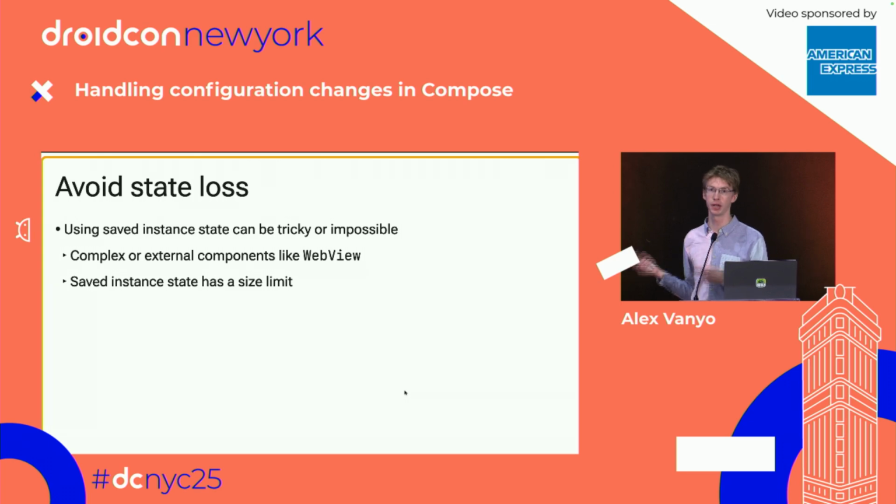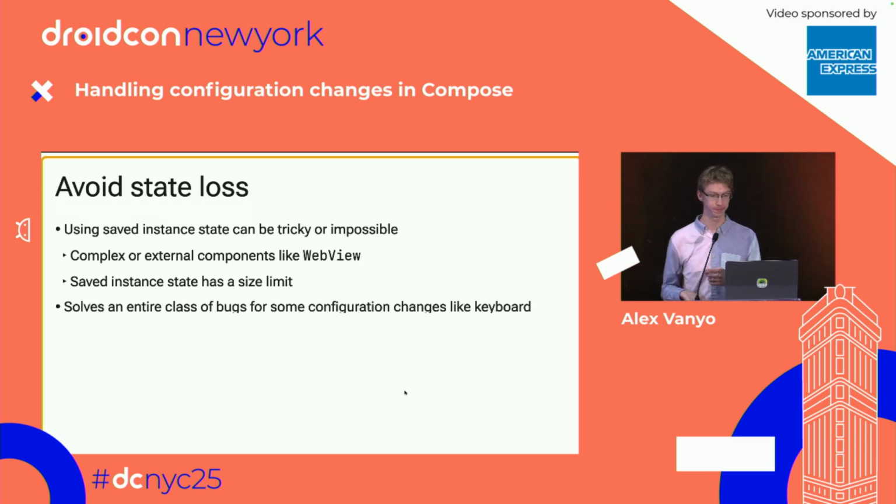Also, saved instance state itself has a size limit. So even if you're really, really good about it, and you're trying to save as much as you can, there's a limit to how much you can actually save. This is something you've probably run into as well if you've ever tried to put giant lists into saved instance state. So this is also a limitation. It'd be kind of easier if you didn't have to do all that serialization in the first place and you just didn't get rid of the activity.